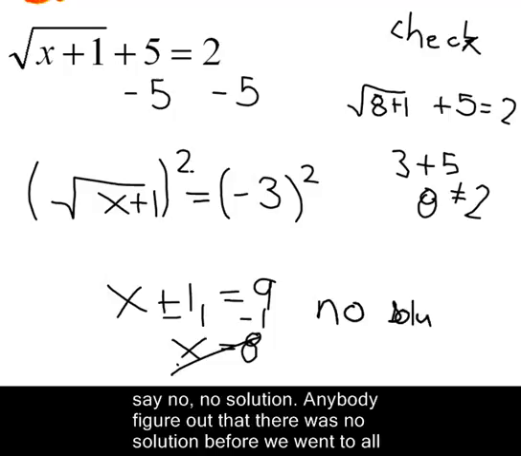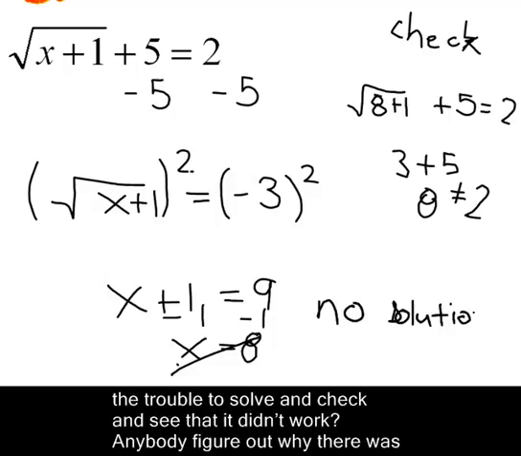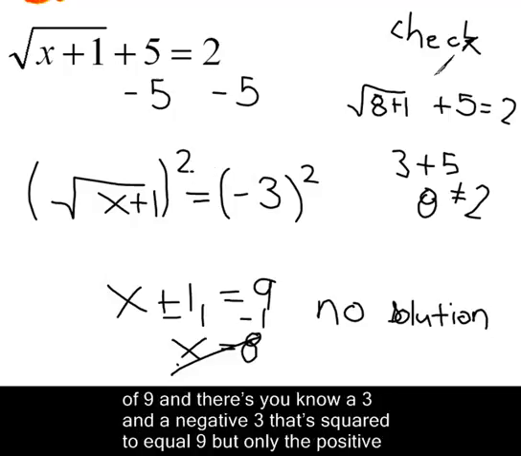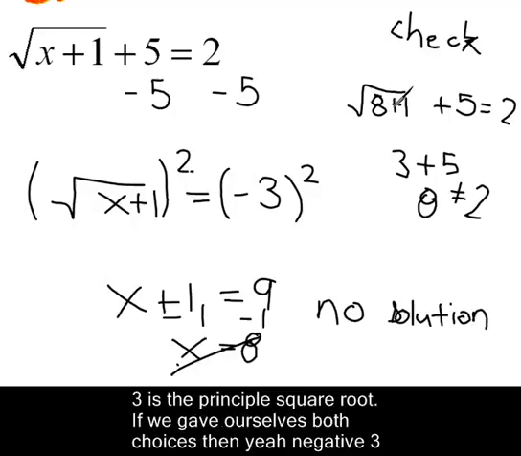So, anybody figure out that there was no solution before we went to all the trouble to solve and check and see it didn't work? Anybody figure out why there was no solution? These are principal square roots. Take the square root of 9 and there's a 3 and a -3 that's squared to equal 9, but only the positive 3 is the principal square root, right? If we gave ourselves both choices, then yeah, -3 plus 5 would equal 2.